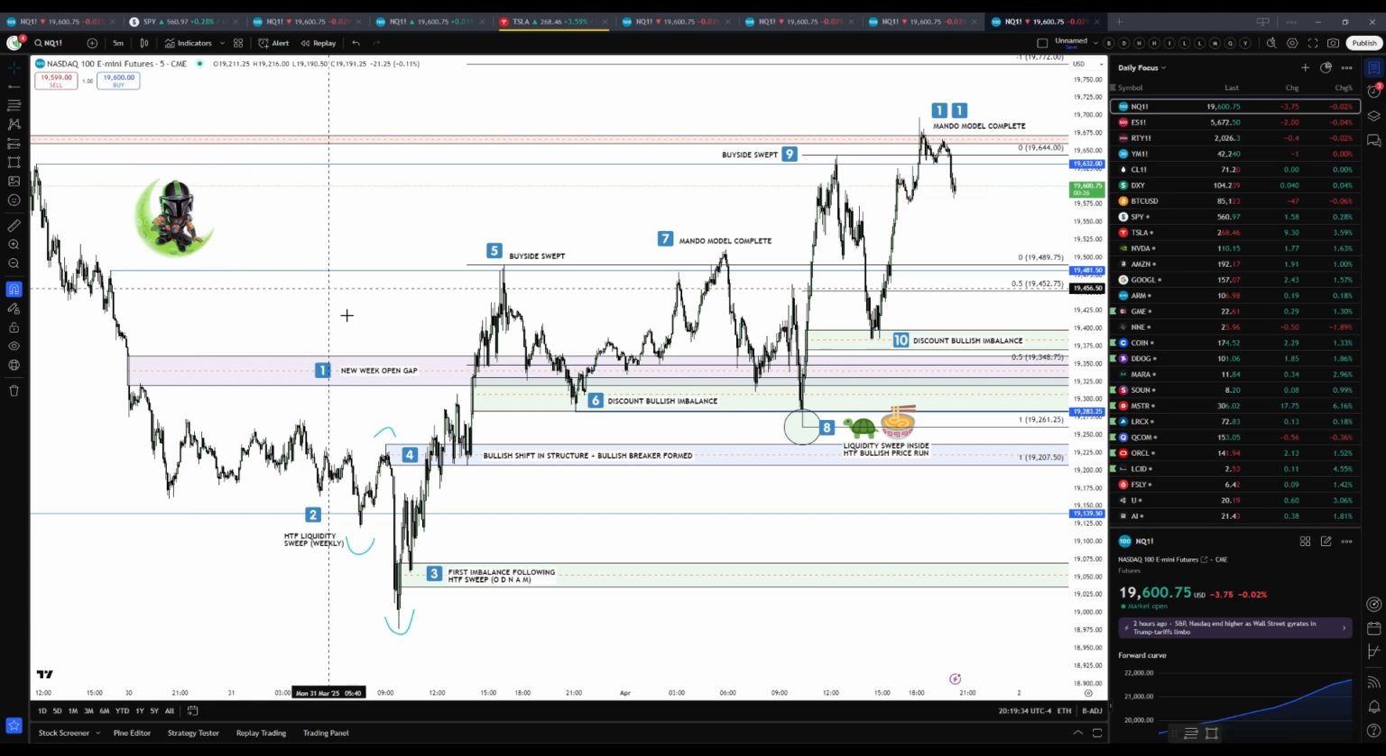You want to get to a point where you can actually trade it, right? But you're not going to be able to do so unless you have an idea of what's going on, or how to actually read price. Okay, so we'll start back over here. This is the open of the week. Okay, so as I have it in purple, I've been using this as the new week open gap. Okay, and this is where we start.